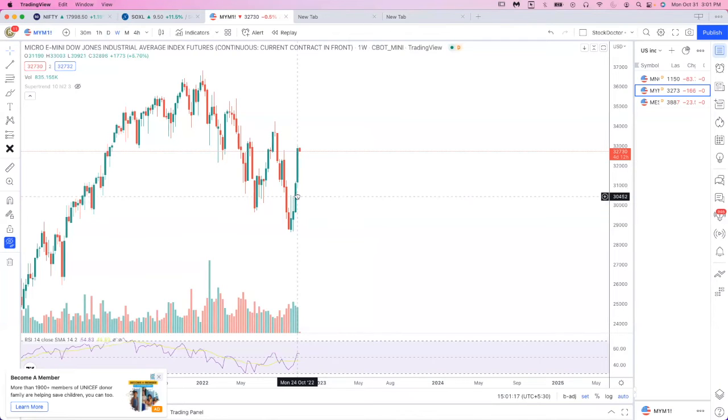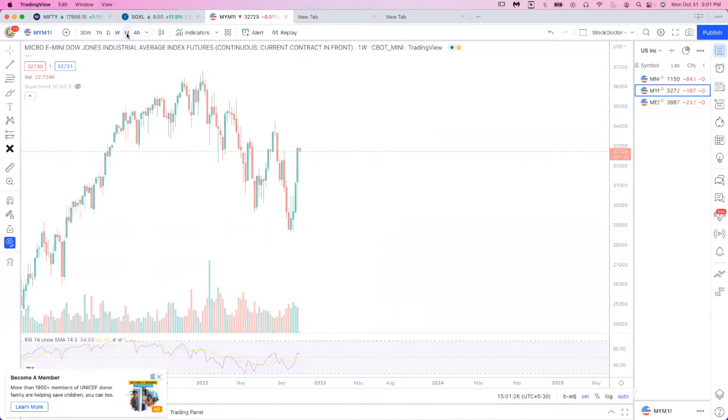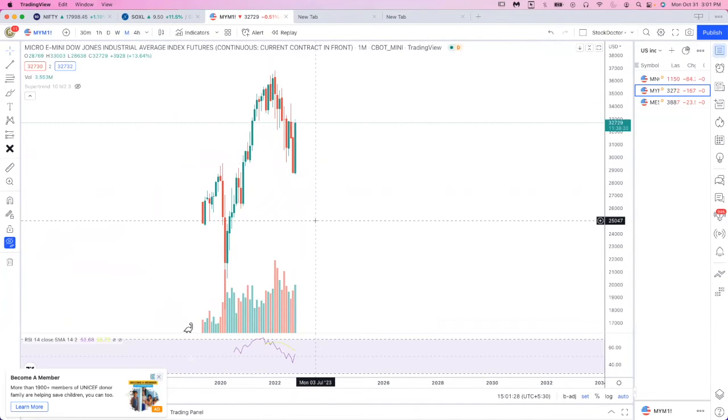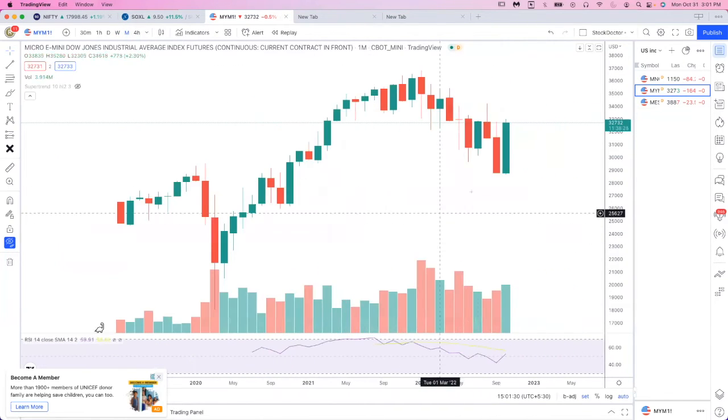Last week was 5% upside, and the week before was 5.7% upside. So that looks very strong here. Now if we see the monthly chart of the Dow Jones, you can see in the single month it has given an upside of almost 13.5%.